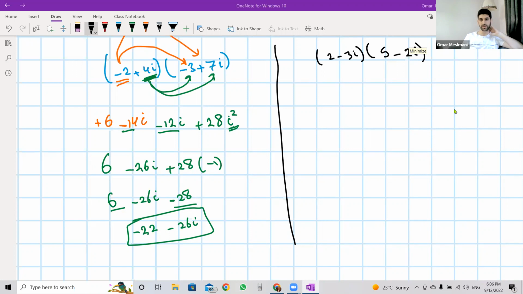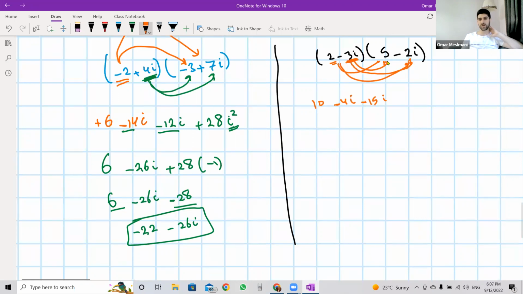Okay, so most of you got the answer as 4 minus 19i. 4 or minus 4? One of you said -4. Let's check. 2 times 5 is 10. 2 times 2i is going to be -4i. Minus 3i times 5 is going to be -15i. And now there is the problem.